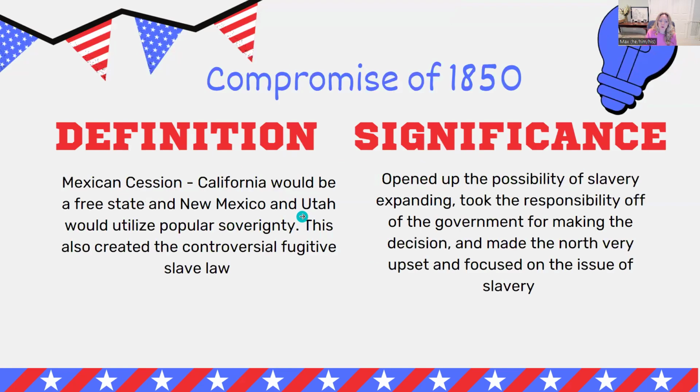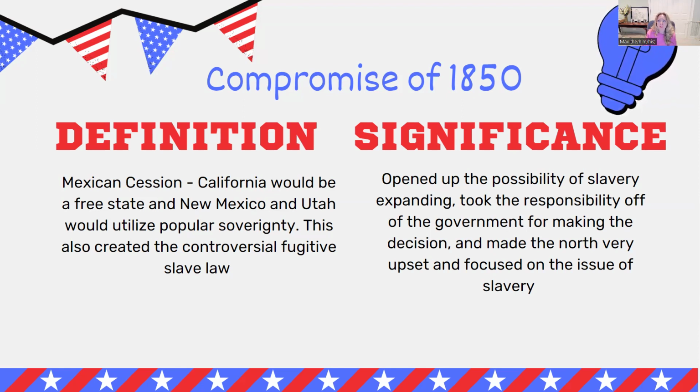Compromise of 1850. All right, so we got to deal with that Mexican Cession territory. So they decided California would be a free state. New Mexico and Utah would utilize popular sovereignty, which means that the residents there would put it to a vote and majority wins. This also created the controversial fugitive slave law, meaning that if you see a runaway slave, you have to return it.